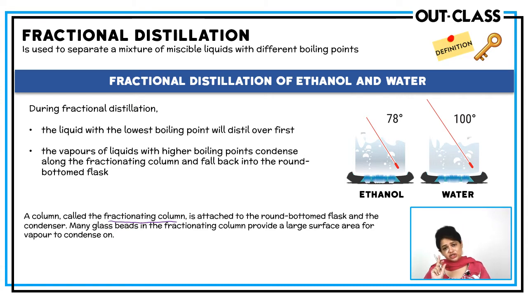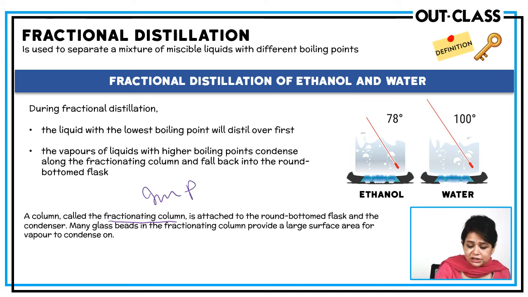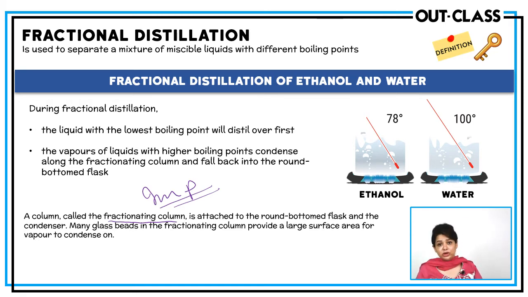Now what is the function of fractionating column? वो आपसे पूछते हैं. What is the function of fractionating column? Fractionating column separates the liquids with different boiling points. बहुत important point है ये. Very important. So please note it down. What is the function of fractionating column? It separates the liquids with different boiling points.